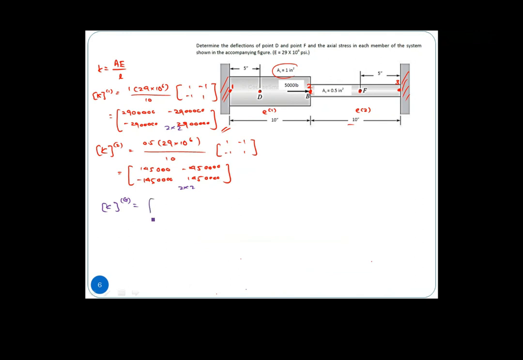Right. So it will be 29, 0, negative 29. So we have this 29, 0, 0 plus 145, negative 145. Right, so that gives us our global stiffness matrix.